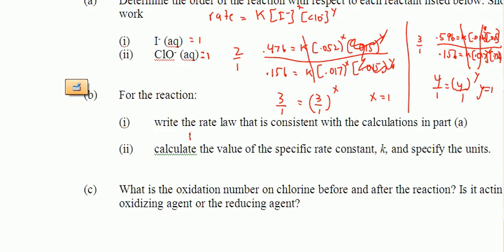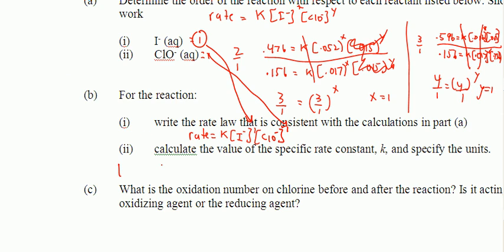The rate law expression is simply rate is equal to k multiplied by I minus to the first multiplied by ClO minus to the first. All we did was plug the orders into the rate law expression. Calculate the value of k and specify the units. So we can just pick one run, any one, why don't we do 1, and we can just plug it into the rate law expression here.